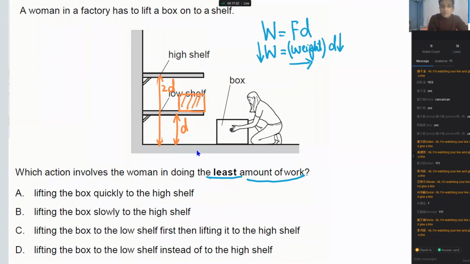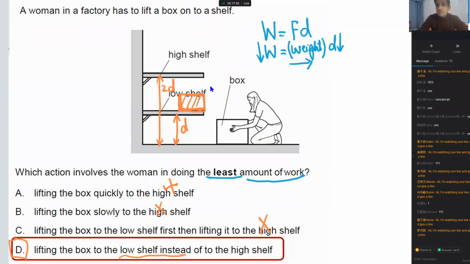So now we can find our answer. Here, first one, high shelf. No, this is not the right answer. High shelf, this is also not. Low shelf, yes. So this one is the right answer. It means just place it on this shelf. In this case, this person will do the least amount of work. So the answer for this question is D. Simply you need to understand how to use this formula. You can see here is the answer. So the answer for this question is D.